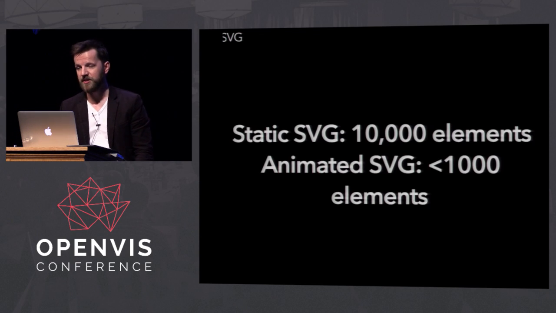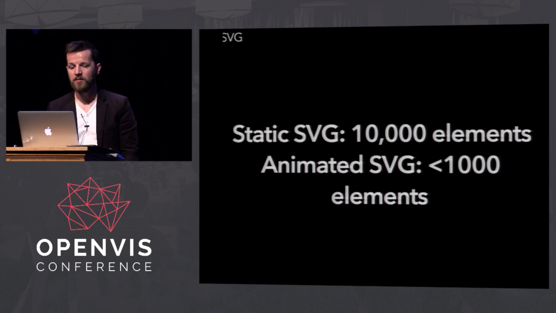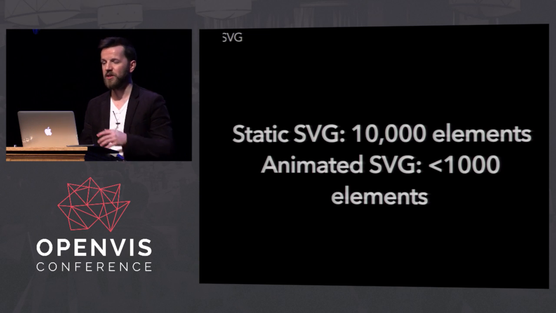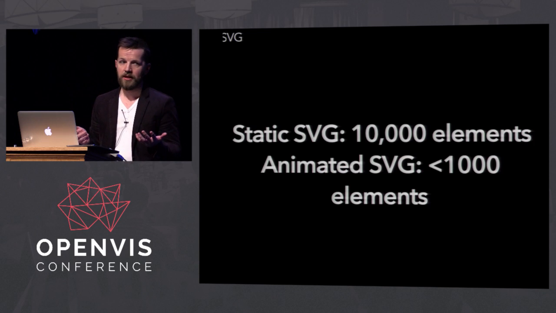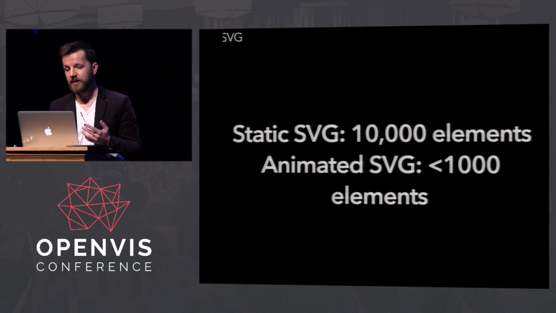So static SVG, I would say roughly 10,000 elements at most, and animated SVG, maybe less than 1,000 even. What's cool is SVG is also really neatly supported on mobile, so you can maybe divide this number by half and still get an acceptable performance on mobile devices, which is very powerful.